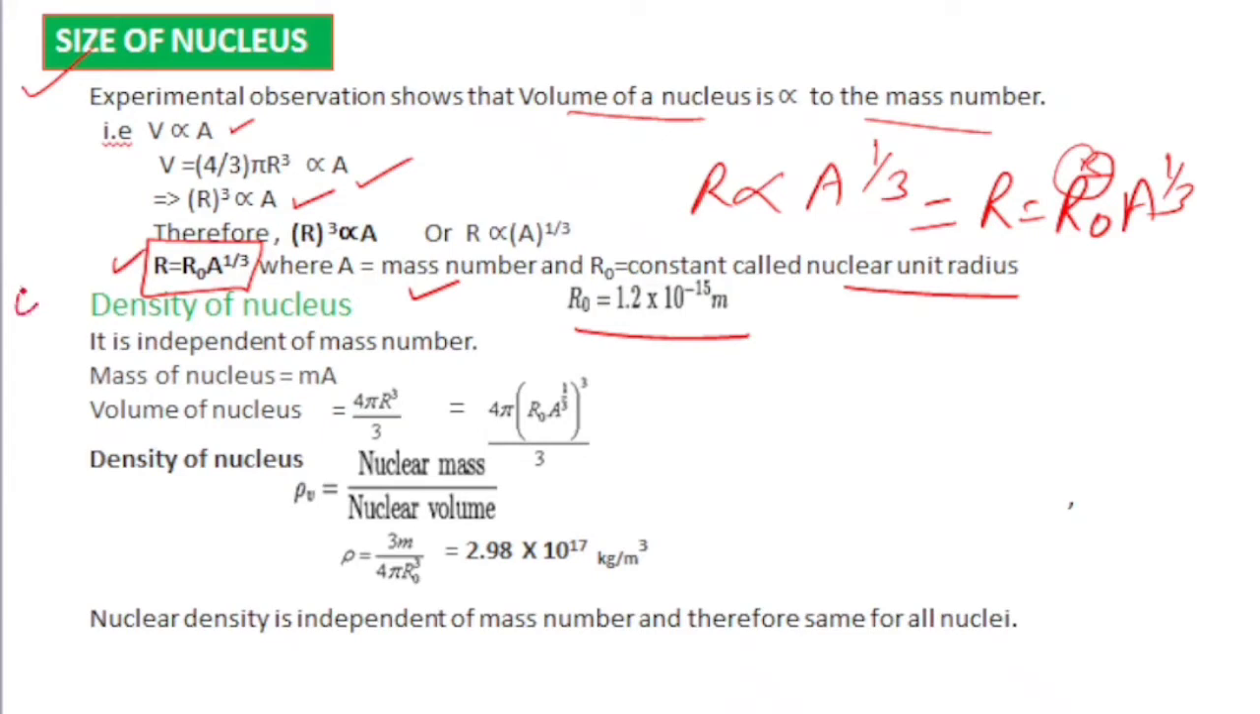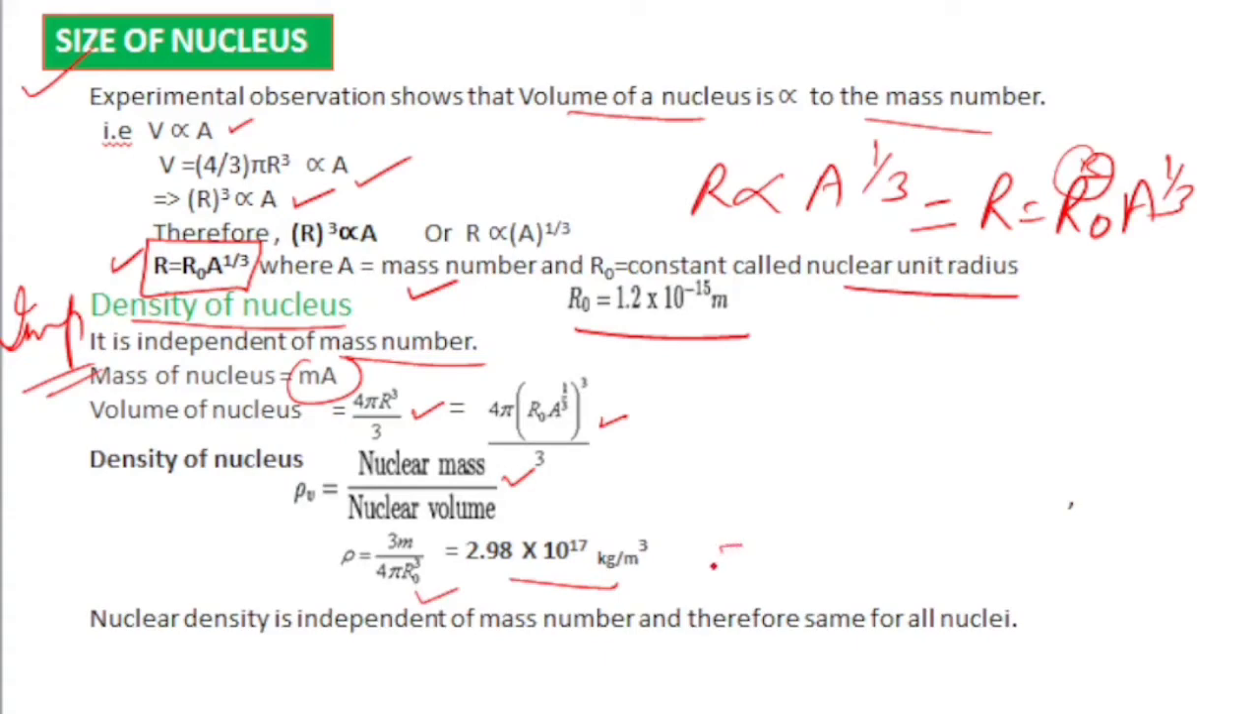Now after this, another important topic is density of nucleus. You must remember one point, that it is independent of mass number. You can prove it also. Density of nucleus is what? Density is nuclear mass by nuclear volume. Nuclear mass is the total mass of the nucleus. You can write m into A, and the volume of the nucleus is 4/3 pi r cube. Now you put the value of R here. R is R naught A to the power 1/3, cubed. After solving this you get density equal to 3m by 4 pi R naught cube, and its value becomes this one. It means it is constant.